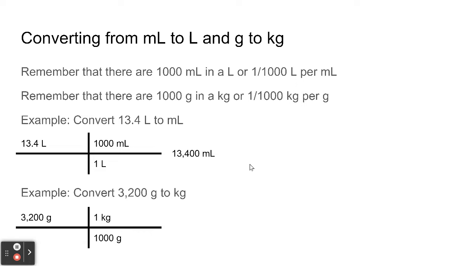And we know our conversion is for every 1 kilogram, we have 1,000 grams. You can see that in the notes section right here, 1 per 1,000. So we would do 3,200 times 1 divided by 1,000. So if we're converting 3,200 grams to kilograms, that would give us 3.2 kilograms.